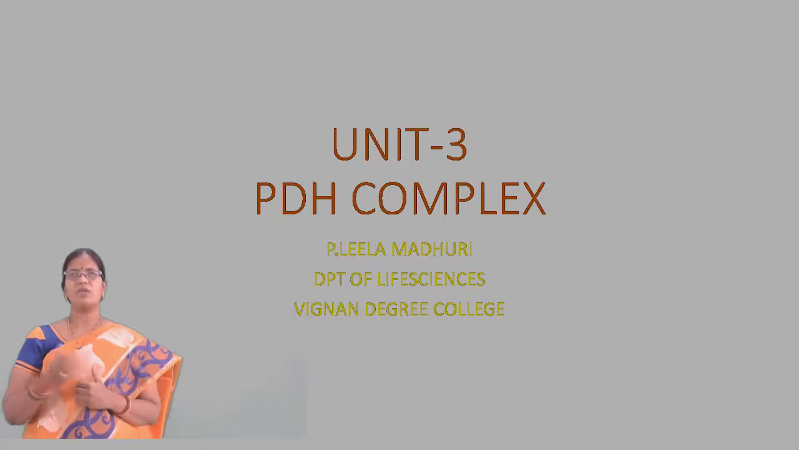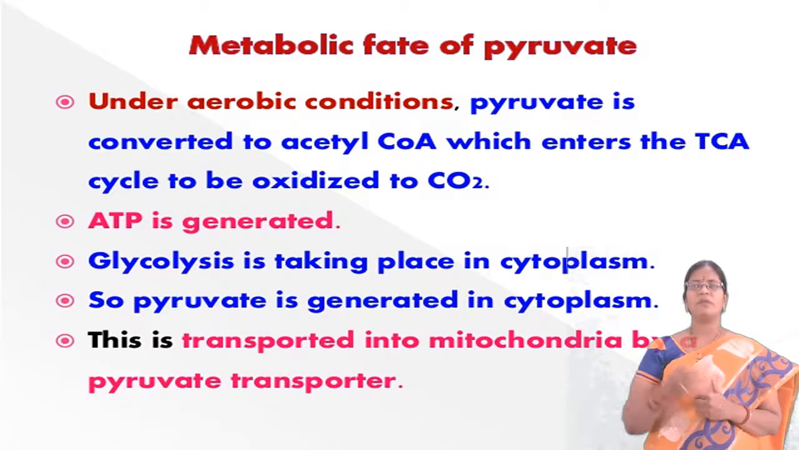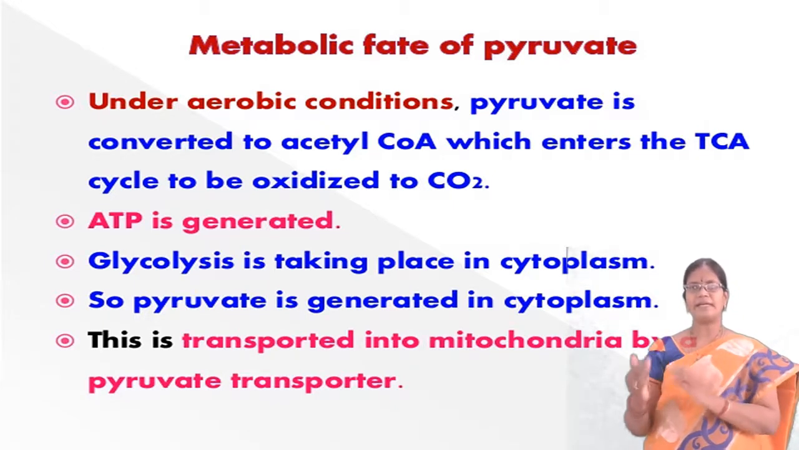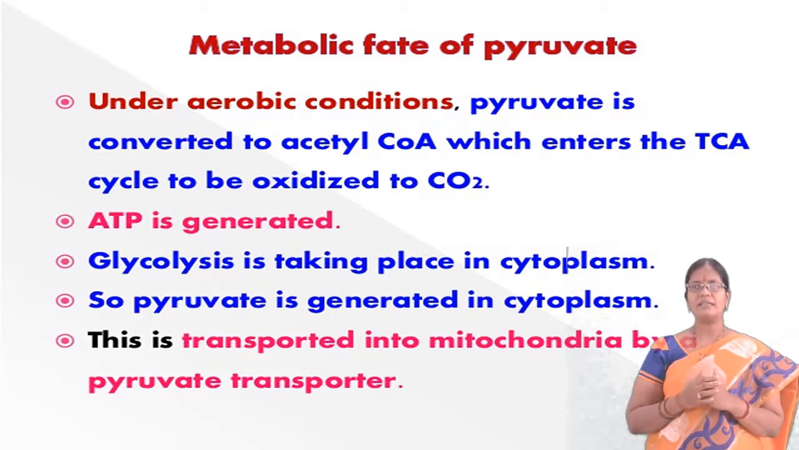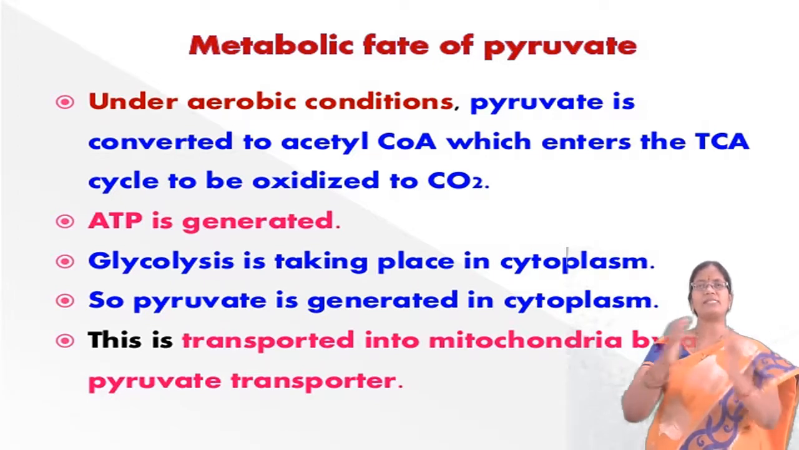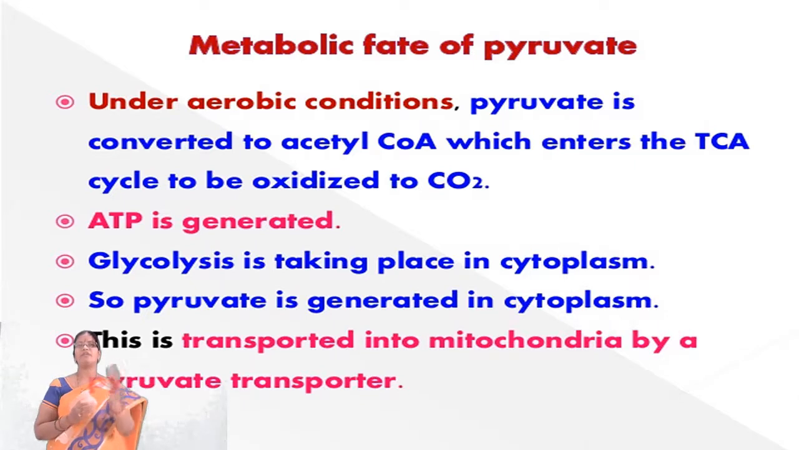So coming to the metabolic fate of pyruvate. Glucose on glycolysis produces pyruvate. Under aerobic conditions, pyruvate is converted to acetyl-CoA, which enters the TCA cycle to be oxidized to carbon dioxide. Directly, pyruvate cannot enter the TCA cycle. So, for the entry of pyruvate into TCA cycle, it has to be converted into acetyl-CoA. And this conversion of pyruvate to acetyl-CoA is done by pyruvate dehydrogenase complex. And during this conversion, ATP is generated.